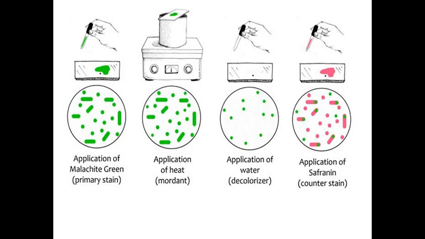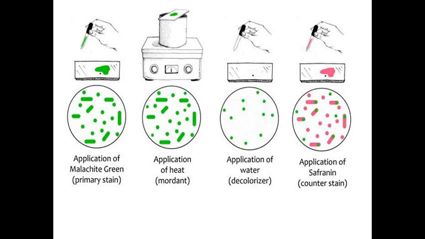Now dear students, I would like to explain to you the procedure of endospore staining. The first step is to take a clean, grease-free slide and prepare a thick smear on it. The smear is heated and heat fixed by passing the slide through the flame about 25 times, and the slide is allowed to cool.